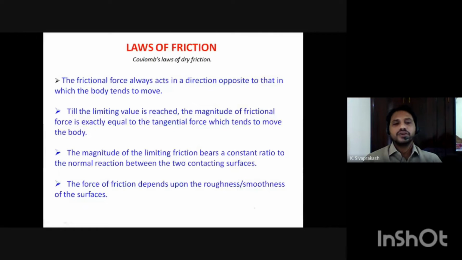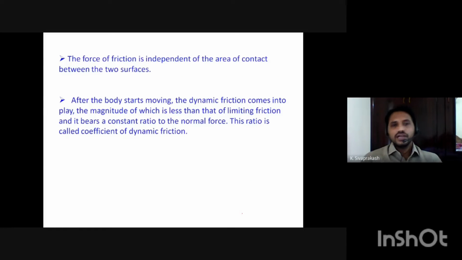And the next point is the force of friction. This depends on the roughness of the surface, the smoothness of the surfaces. Friction mainly depends on the surface roughness. If the roughness is more, the friction force is also more, and if it is smooth, the friction value will be less. And the force of friction is independent of the area of contact between the two surfaces.